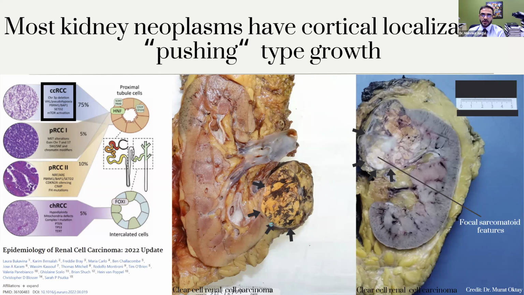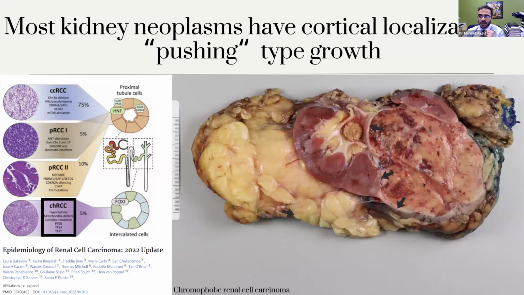The gross features of clear cell are pretty reflective of the microscopy. And if you see these solid white areas in the tumor, it corresponds to sarcomatoid features. Despite the fact that we expect a sarcomatoid differentiation in this particular focus, it still preserves this smooth interface between uninvolved kidney parenchyma or uninvolved tissue and the tumor.